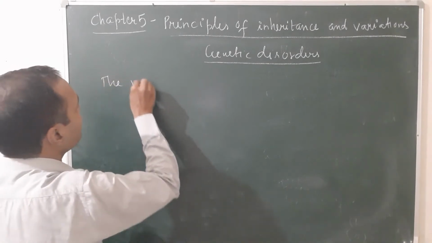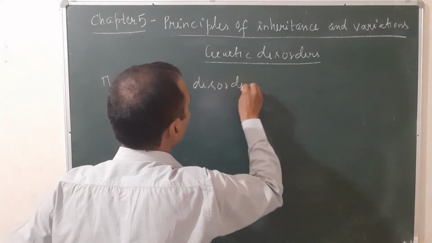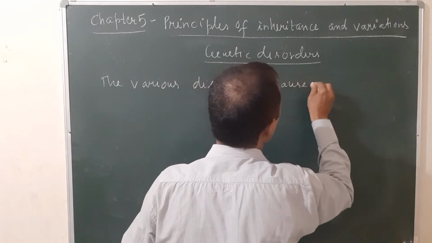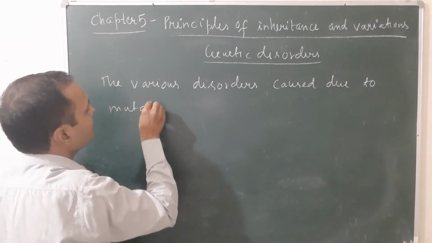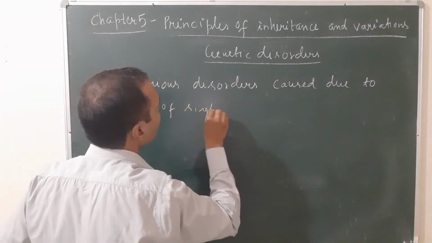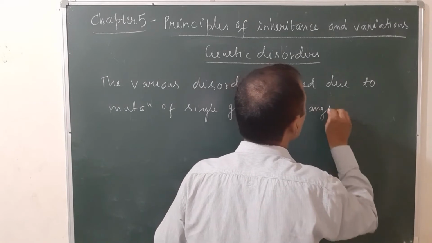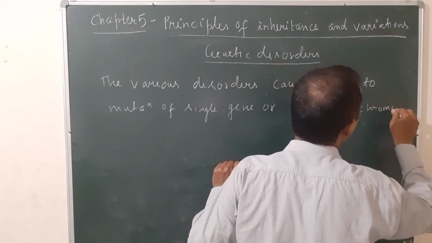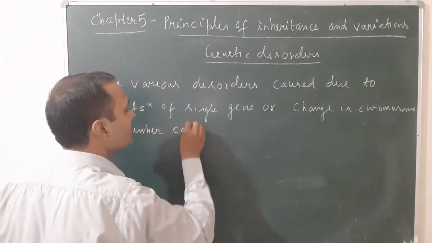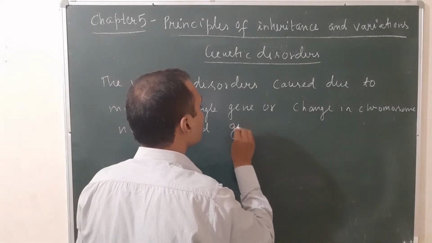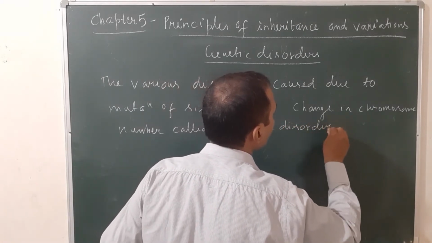So what are genetic disorders? The various disorders caused due to mutation of a single gene or change in chromosome number are called genetic disorders. Once again, what are genetic disorders?